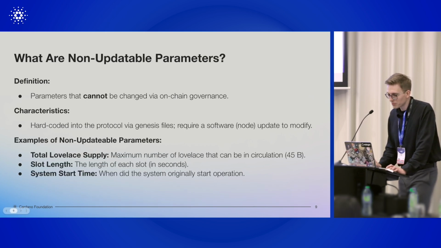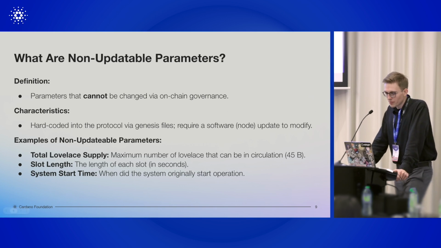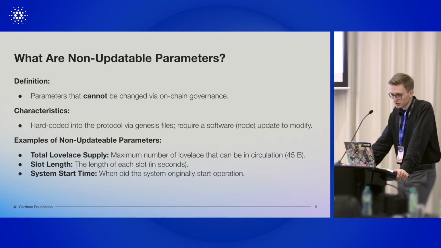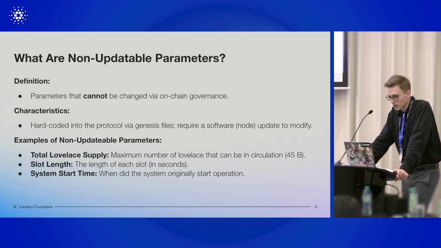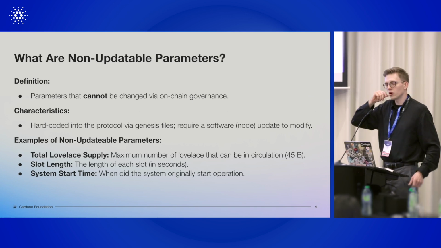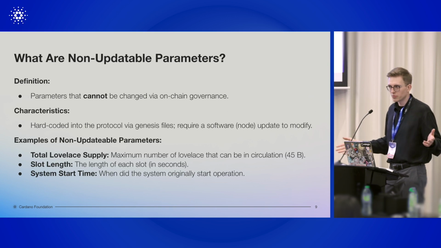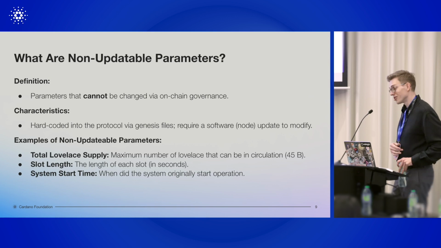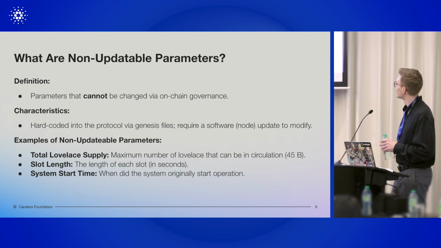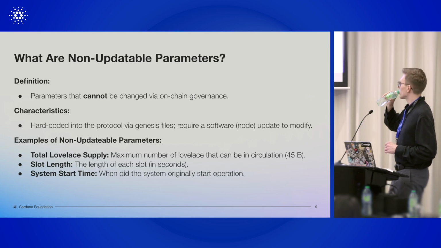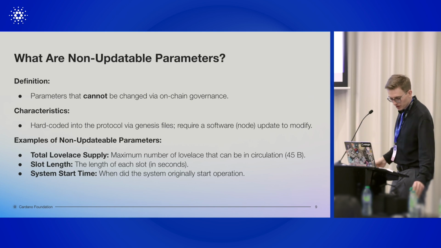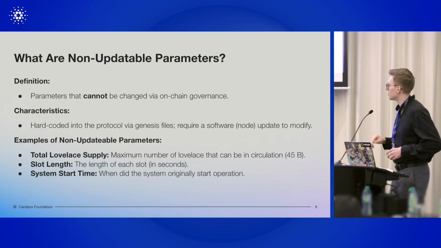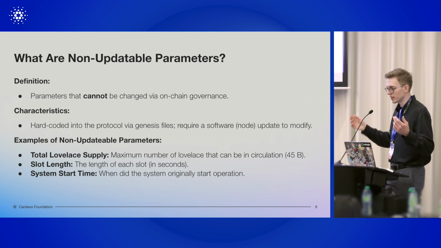So those are the non-updatable parameters. And what are those? Those are parameters that cannot be changed via governance actions, on-chain actions. And they are hard-coded into the protocol via the Genesis files. And they require, if you want to change them, a software update. And just some examples, because in this presentation, I will talk more about the updatable parameters that you actually as DReps need to vote on. But just some examples for the non-updatable parameters is, of course, the total Lovelace supply, so the 45 billion cap that we all know and love. Then the slot length, the slots on Cardano, and also, for example, the system start time. So when did the system originally start operation?